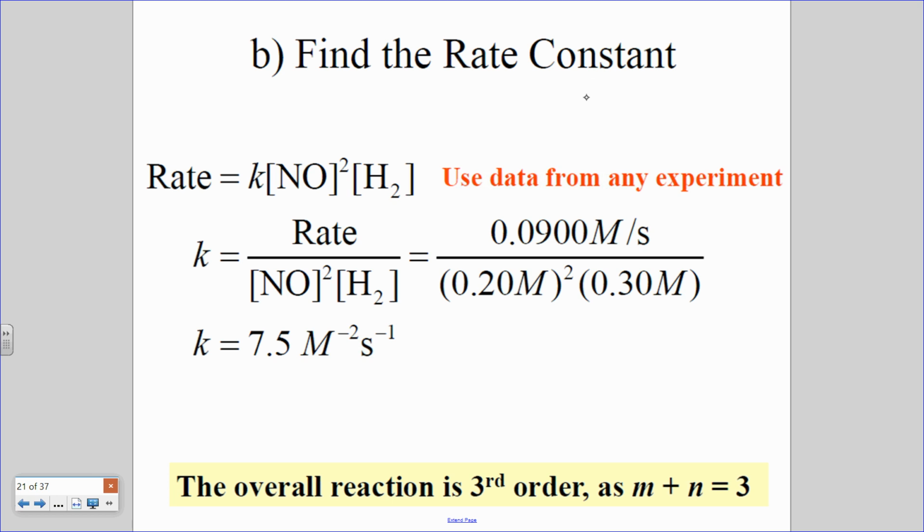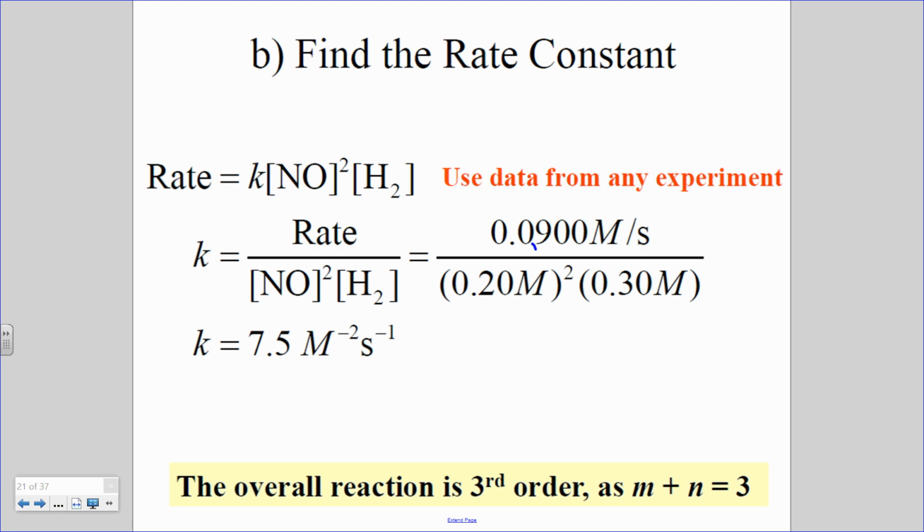Now, to find the rate constant, you would take your rate law that you just uncovered. Rate equals K times NO2 squared times the H2 to the first power. And you pick an experiment. You pick any experiment in there. It doesn't matter which one, and you solve for K. You plug in the rate, and this one is using the first experiment. You have 0.09 for the rate, divided by NO2, which is 0.2 in that experiment, squared. The hydrogen is 0.3. So when you square this one, multiply it by that, and take that answer and divide it into this one, we get 7.5.